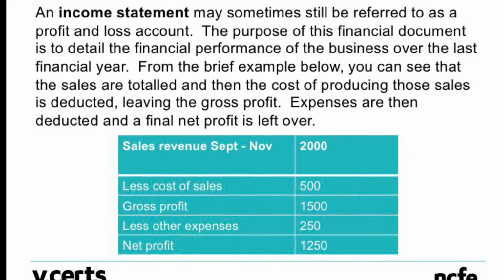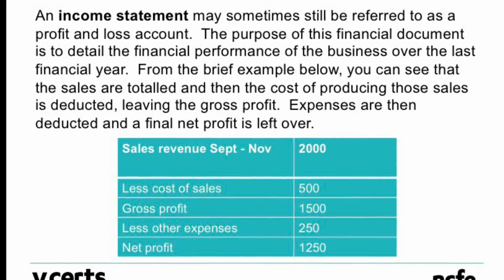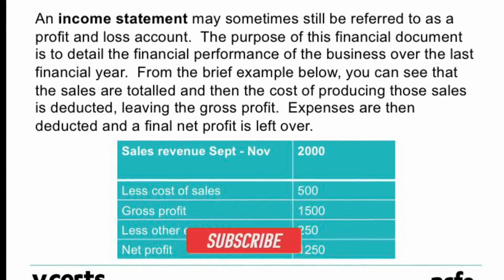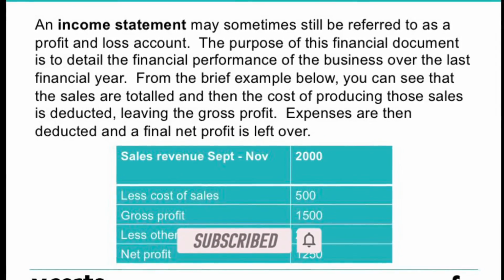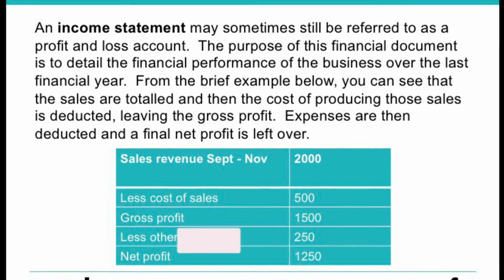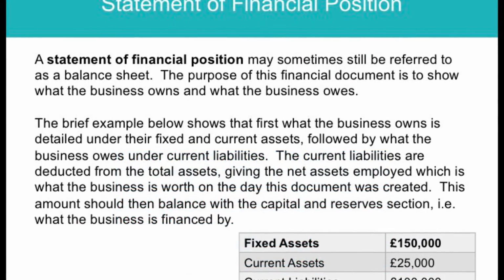So you've got your sales revenue minus your cost of sales is your gross profit, and then expenses are then deducted and a final net profit is left over. So your net profit is exactly what you're left over at the end of the financial year. So it's your gross profit minus all other expenses.